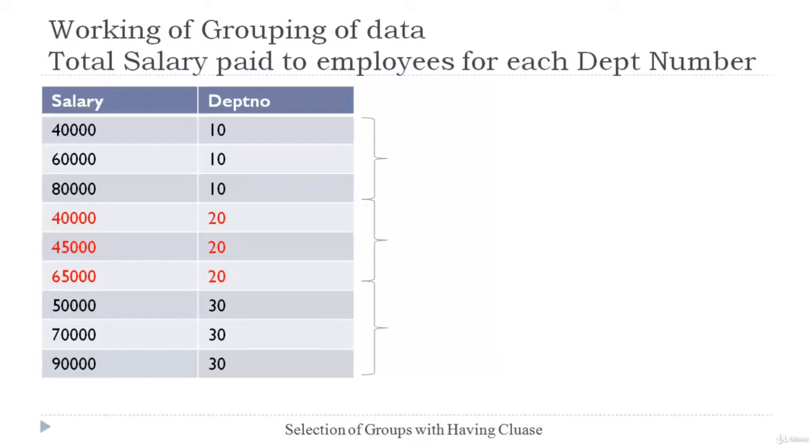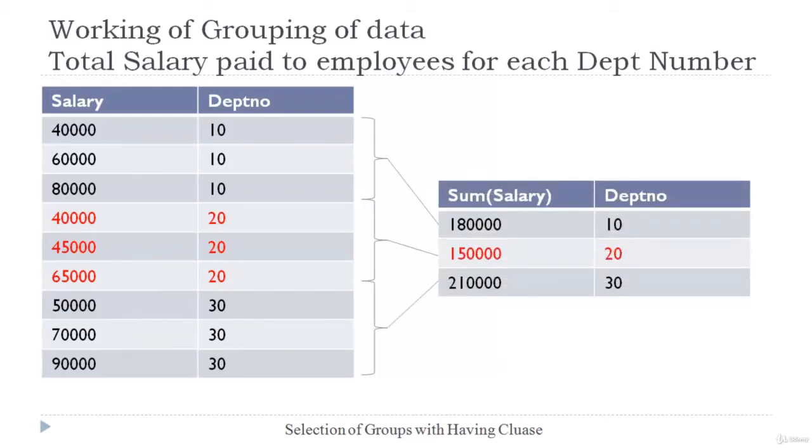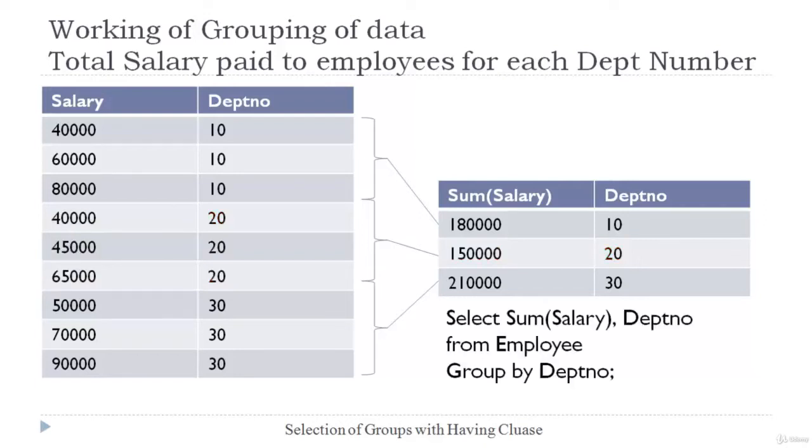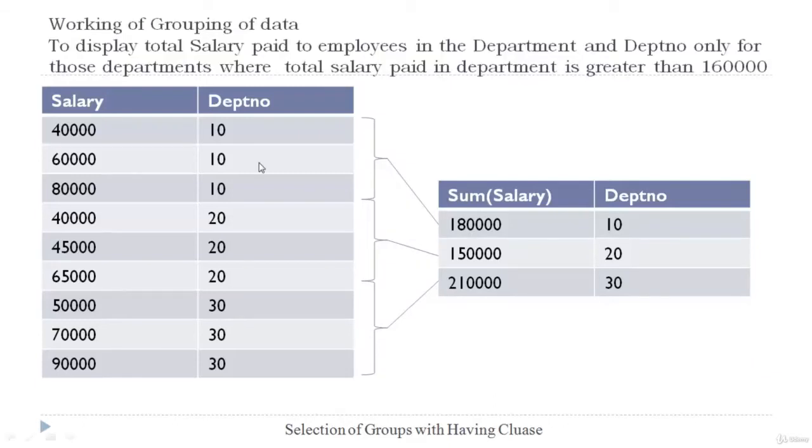Then after creating these three groups, some salary function will be applied to each group to find total salary corresponding to each department. And the query to perform this operation is select sum salary, comma department number from employee group by department number.